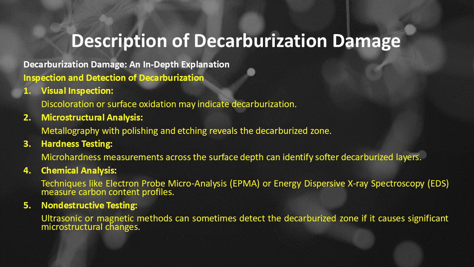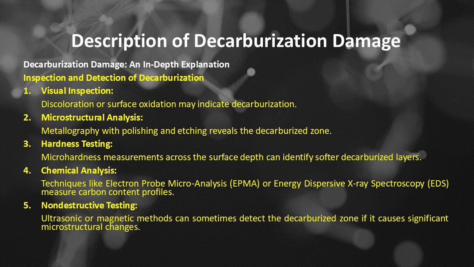Inspection and detection of decarburization. Number 1. Visual inspection. Discoloration or surface oxidation may indicate decarburization. Number 2. Microstructural analysis. Metallography with polishing and etching reveals the decarburized zone. Number 3. Hardness testing. Microhardness measurements across the surface depth can identify softer decarburized layers.